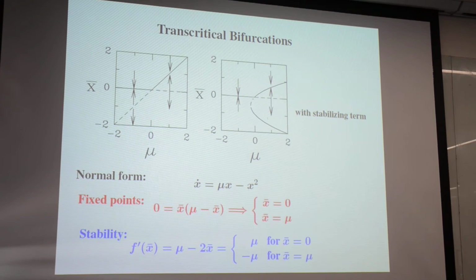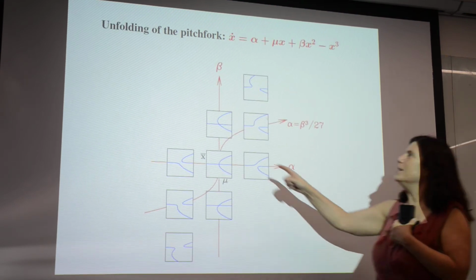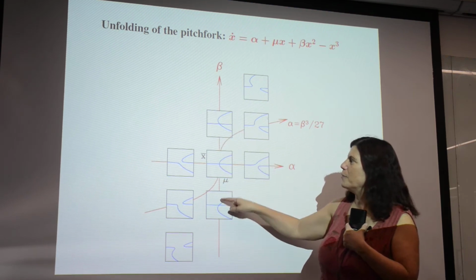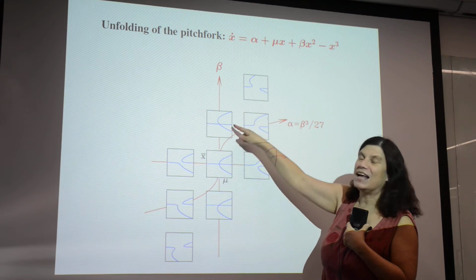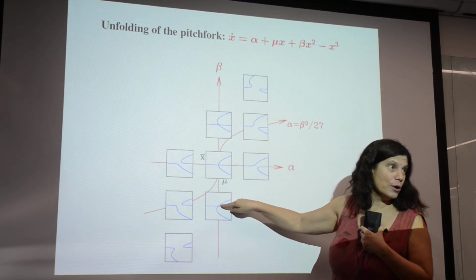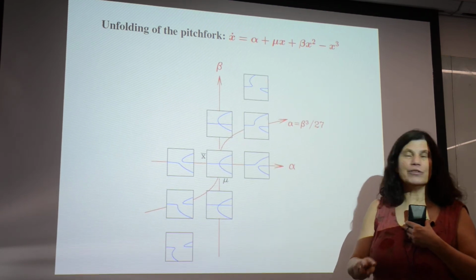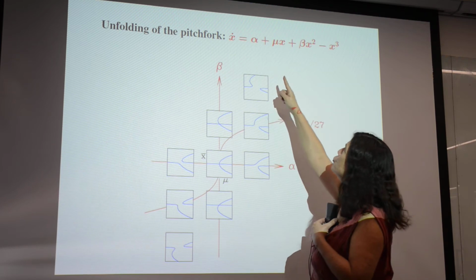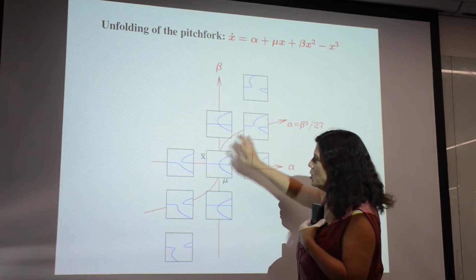And these two pictures are found here and here. So this is what happens when you add some alpha, a constant. This is what happens when you add some beta, an x squared to the pitchfork. We've already seen these pictures. And if you add both of them, if you add both a constant term and a quadratic term, you get all these other pictures that we've seen here.